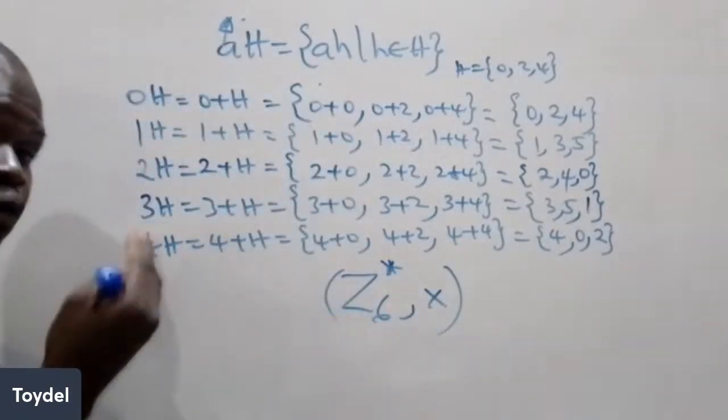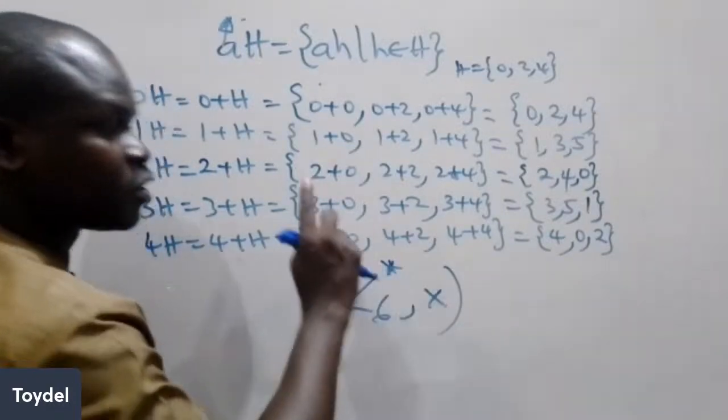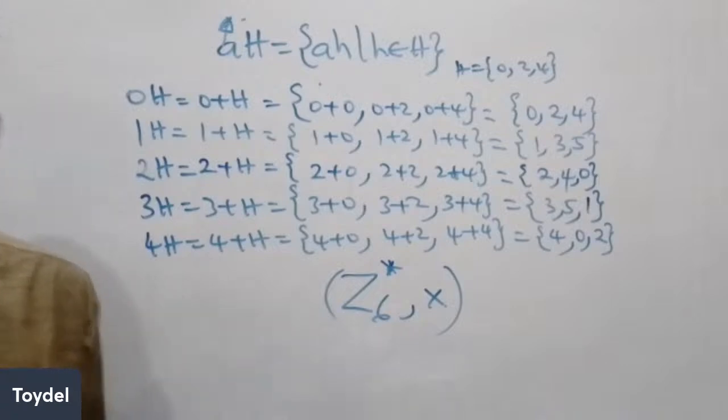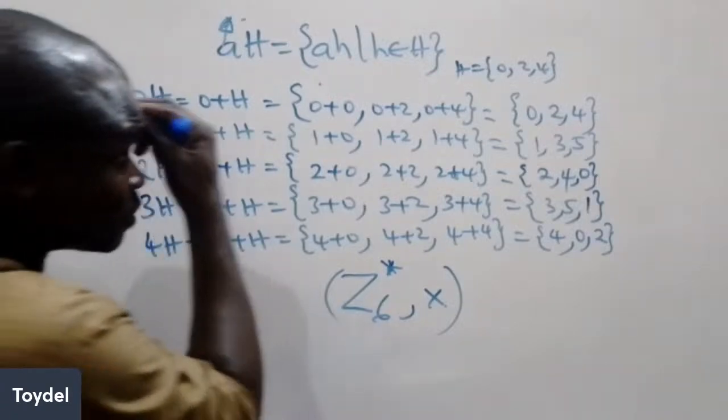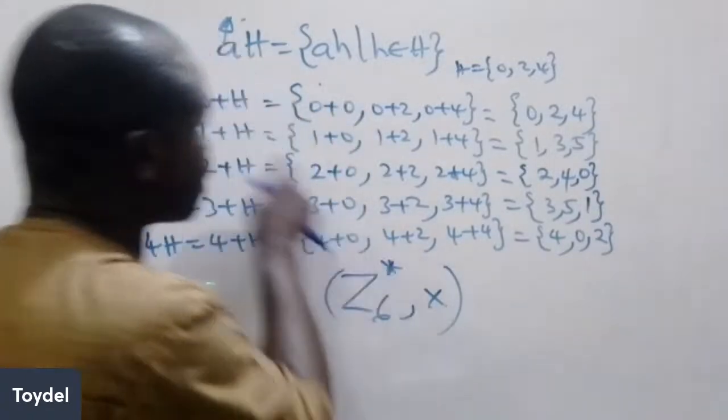For us to be able to talk about group or subgroup, there must be a set and there must be a binary operation beside it. Most of the time we use asterisk. Asterisk could be anything. It could be addition. It could even be union. It could be intersection. So asterisk could be anything. What I'm trying to say is that in this question that we are solving now, the binary operation given is plus. That is why we are adding.